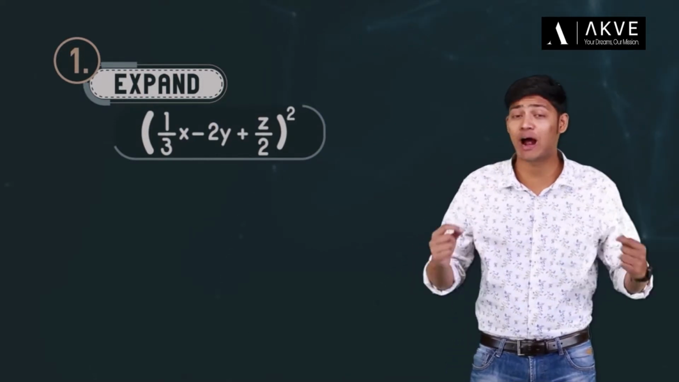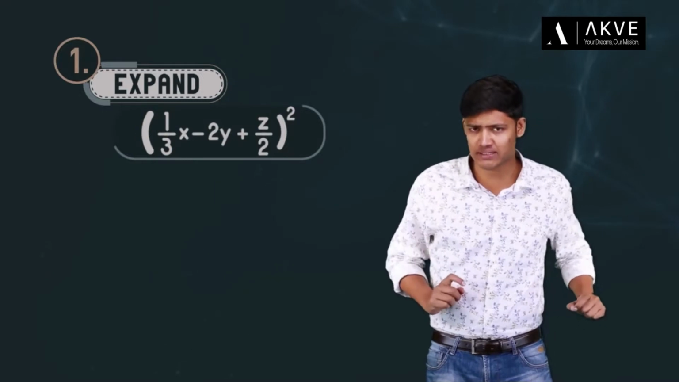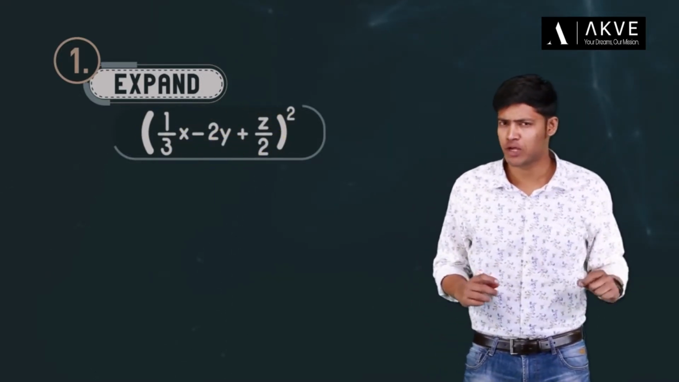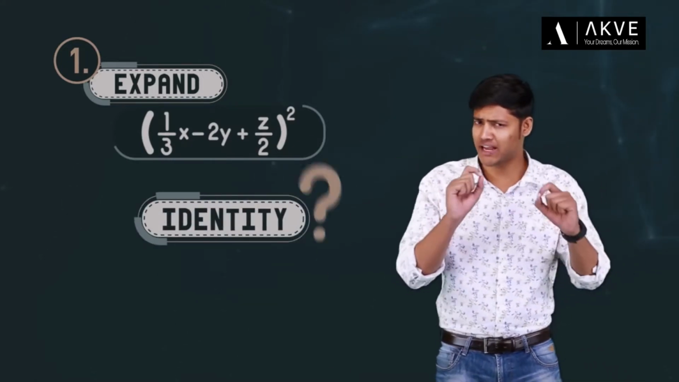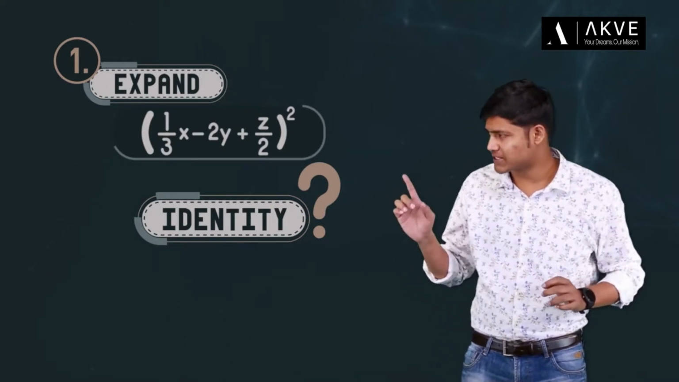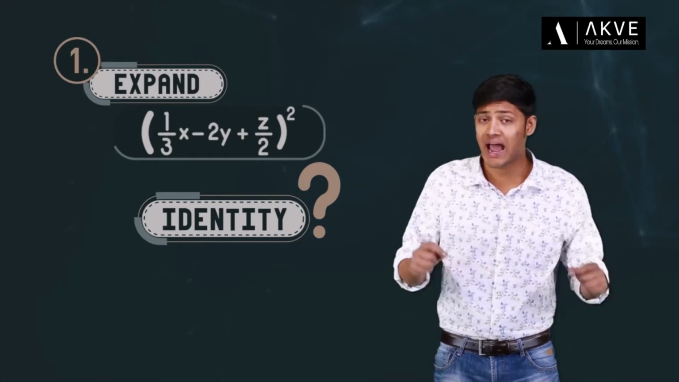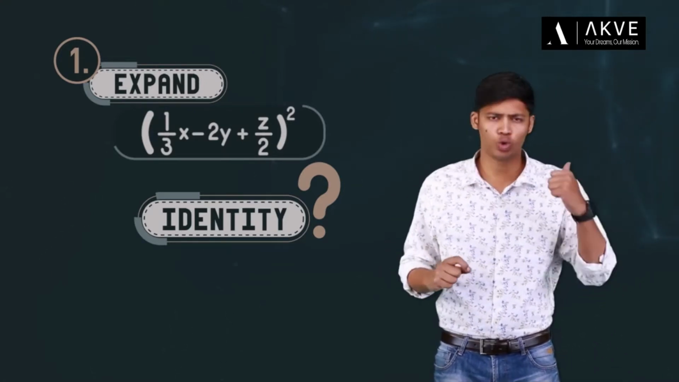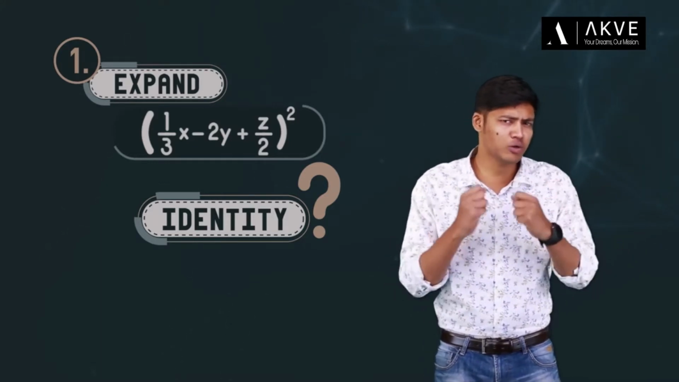In this problem, we have to expand the expression (1/3 x − 2y + z/2) whole square. So, which identity will be used to expand this expression? For that, let's observe this expression carefully. Here we have 3 terms and the exponent of their sum is 2. So, 3 terms and the exponent is 2. Which identity will be used?